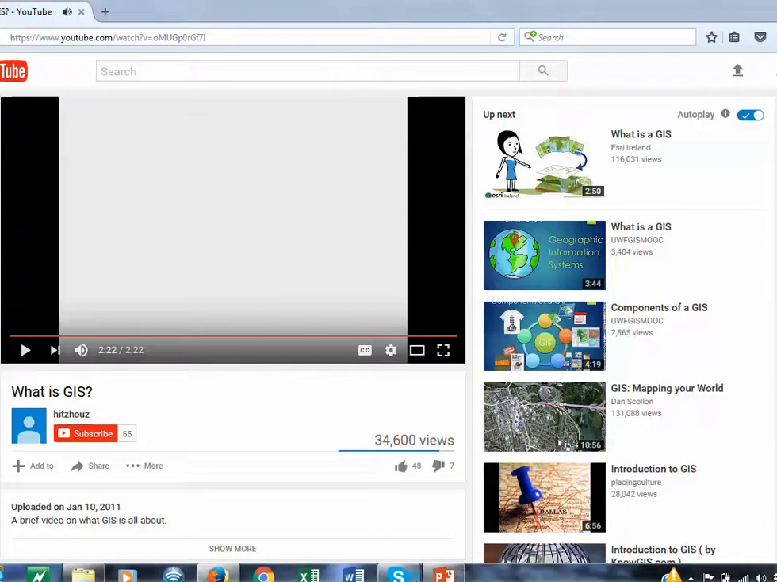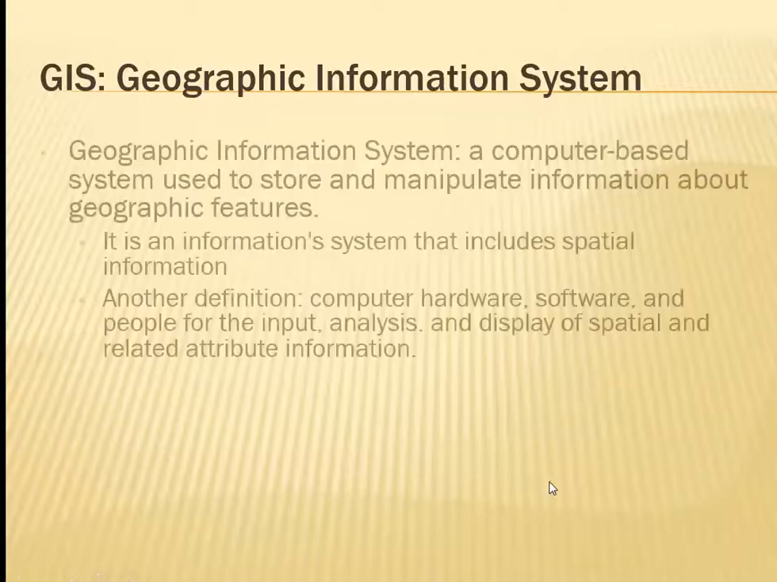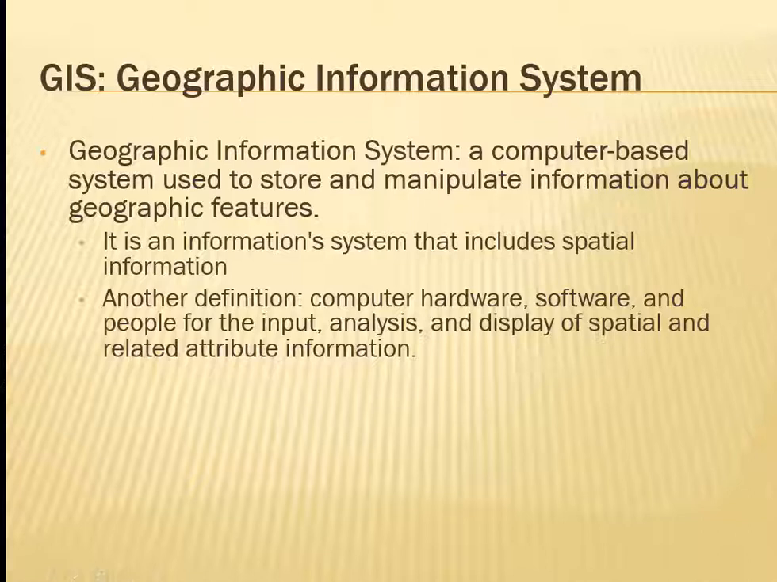Right, cool. Okay, so back to our slides. So as you can see, a Geographic Information System is a computer-based system that is used to store and manipulate information about geographic features. So it's everything that we've been talking about in class, meaning elevations and distances, the geography of a place, but also it has layers and layers of information, from pipes to rivers to mountains.